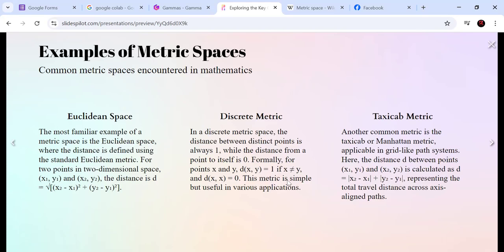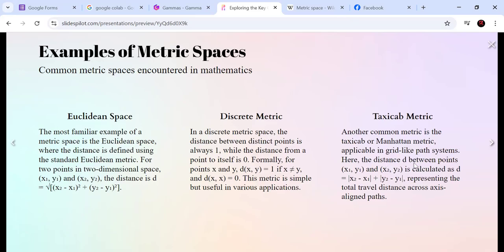This metric is simple but useful in various applications. इसकी एप्लीकेशन के ऊपर, डिफरेंट एप्लीकेशन के ऊपर हम देख भी लेंगे. Lastly, third, इस स्लाइड के ऊपर जो थर्ड हमारे पास मैट्रिक्स स्पेस है, that is taxicab. Another common metric is a taxicab metric, applicable in grid like path system. Like हमारे पास grid path system के ऊपर distance को calculate करें, that is called taxicab.